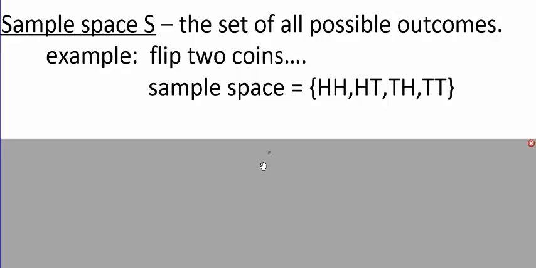For example, if you flip two coins, what possible outcomes could you get on the two flips? You could get heads on both, first and second. You could get heads the first time, tails the second, or tails the first time, heads the second, or you could get two tails, one on each flip. So this would be considered the sample space. Those are all the possible outcomes.